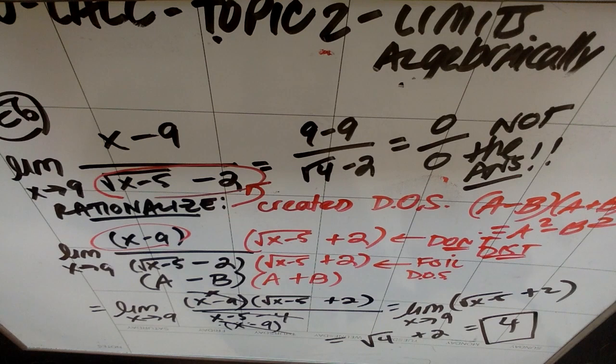So, again, this is rationalizing to essentially create a difference of squares to get rid of the root. And that's example 6. So you're going to try problems 1 through 6 now to see how you feel on this.